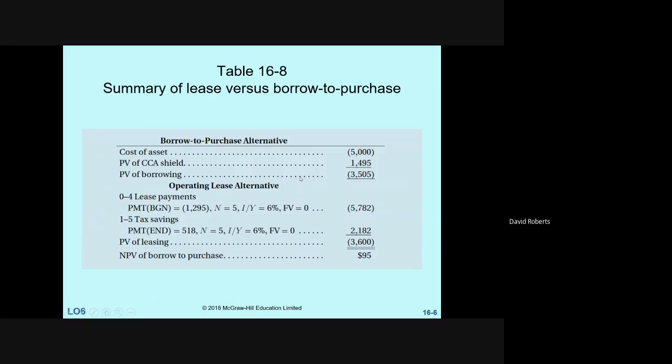So in this particular case, buy versus lease alternatives. When you purchase something, you get to write it off against CCA, which is what we did in chapter 12. And then you have the cost of borrowing. Operating leases, where you would find the present value of the lease payments, but you get the tax savings at the end.